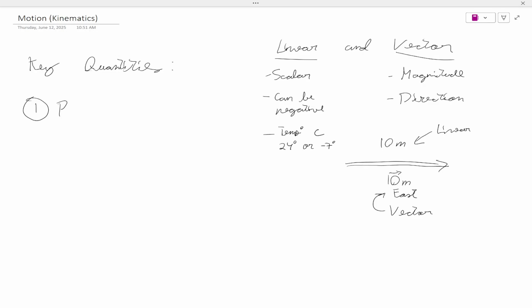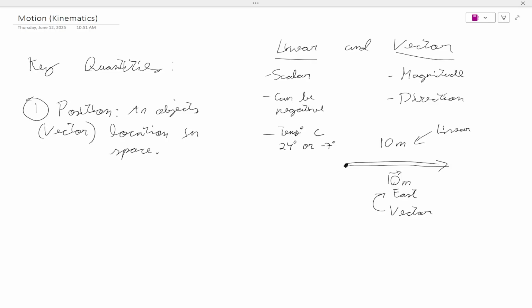Let's begin with position. What is position? Well, it's a vector. It's an object's location in space. Again, referring to the line we have over here, our position would be here.